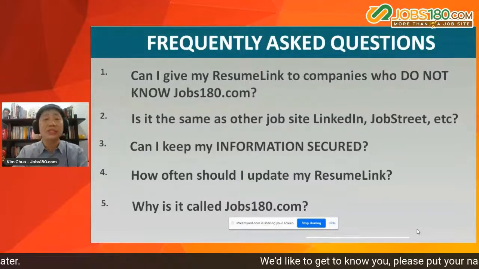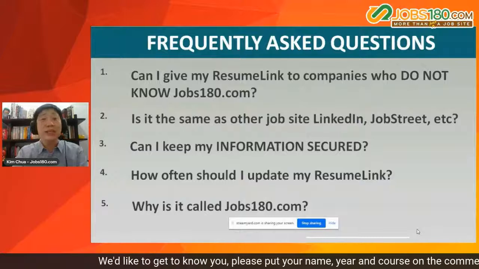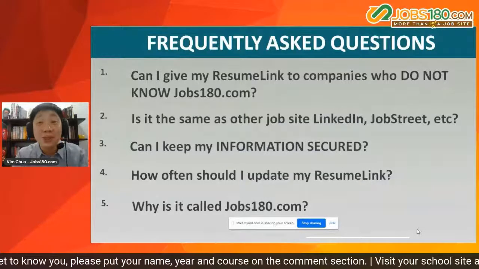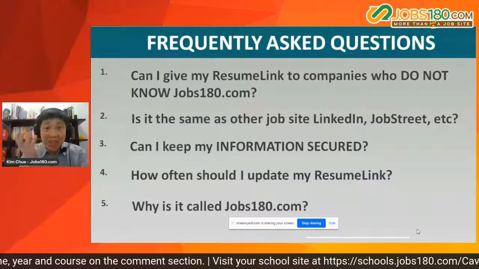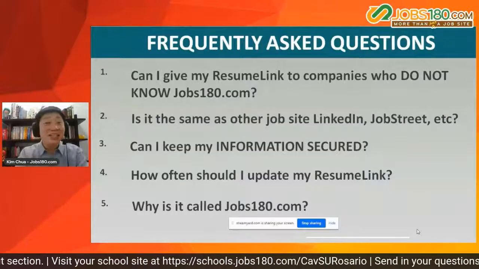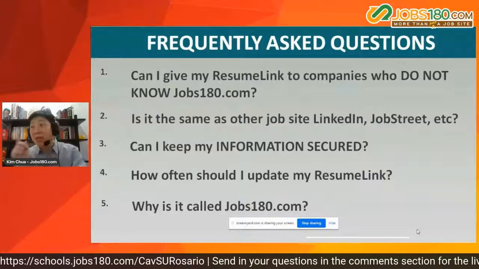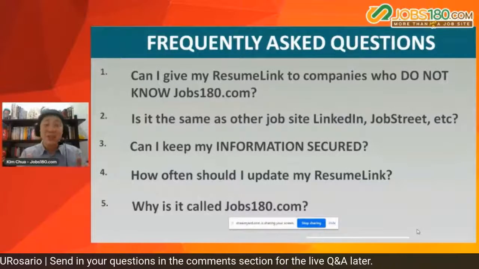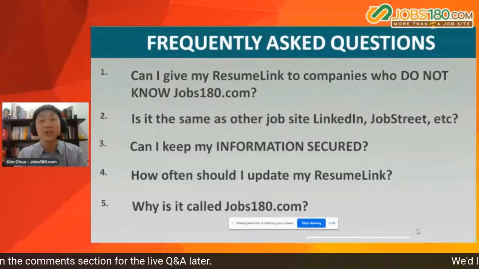And the last question is just a trivia. Why is this called jobs180.com? This is called jobs180.com because we want to turn your life around. Yan, 'di ba? 180 degrees. Hindi siya 360. Kasi kung 360, bumalik ka lang kung saan ka galing. Balik-balik ka lang, wala nangyari. 'Di ba? So you have to do it 180 degrees. It's a straight line towards your career goal.